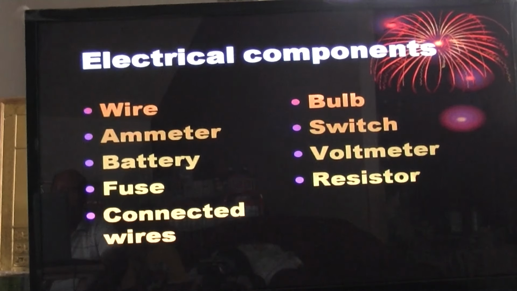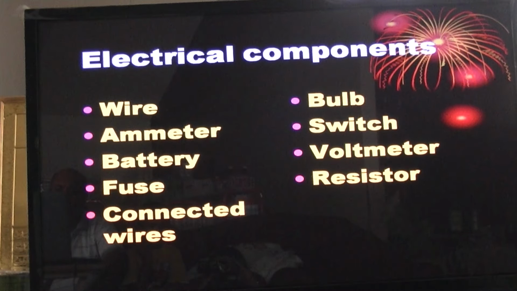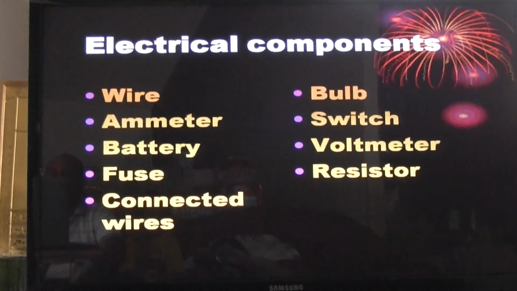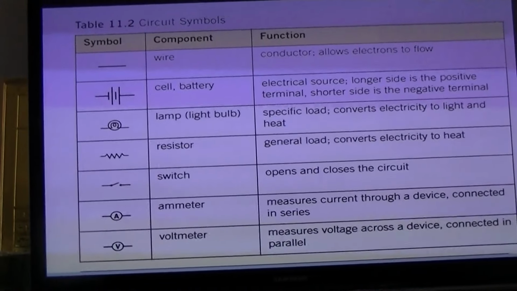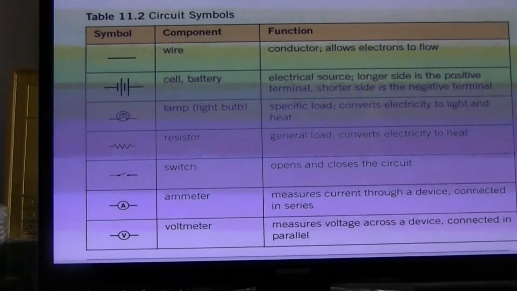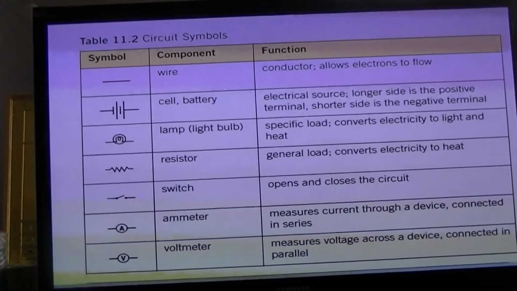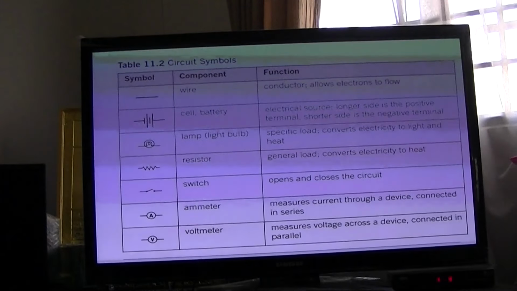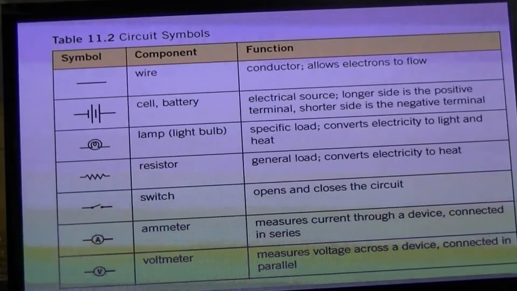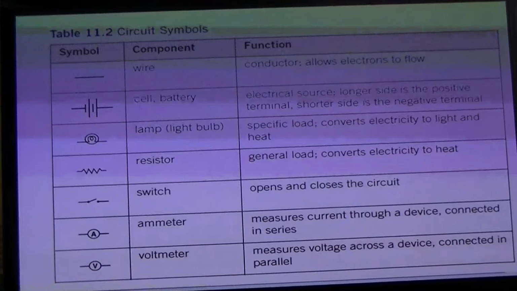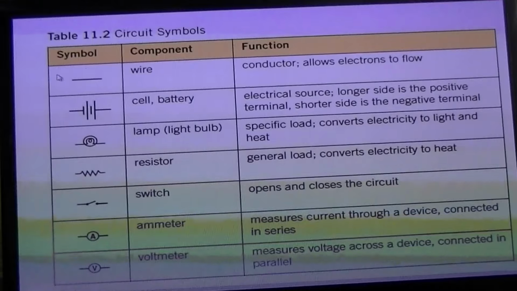Electrical components: you have a wire, an ammeter, a battery, a fuse, conductive wires, a bulb, a switch, a voltmeter, and a resistor. Here are some symbols. I'm going to do a few more symbols after this one. A straight line means wire, which conducts electrons. We're going to design some circuits later on in the series, but these are just brief looks at the symbols. The power source, the battery, is the electrical source shown by the next symbol.